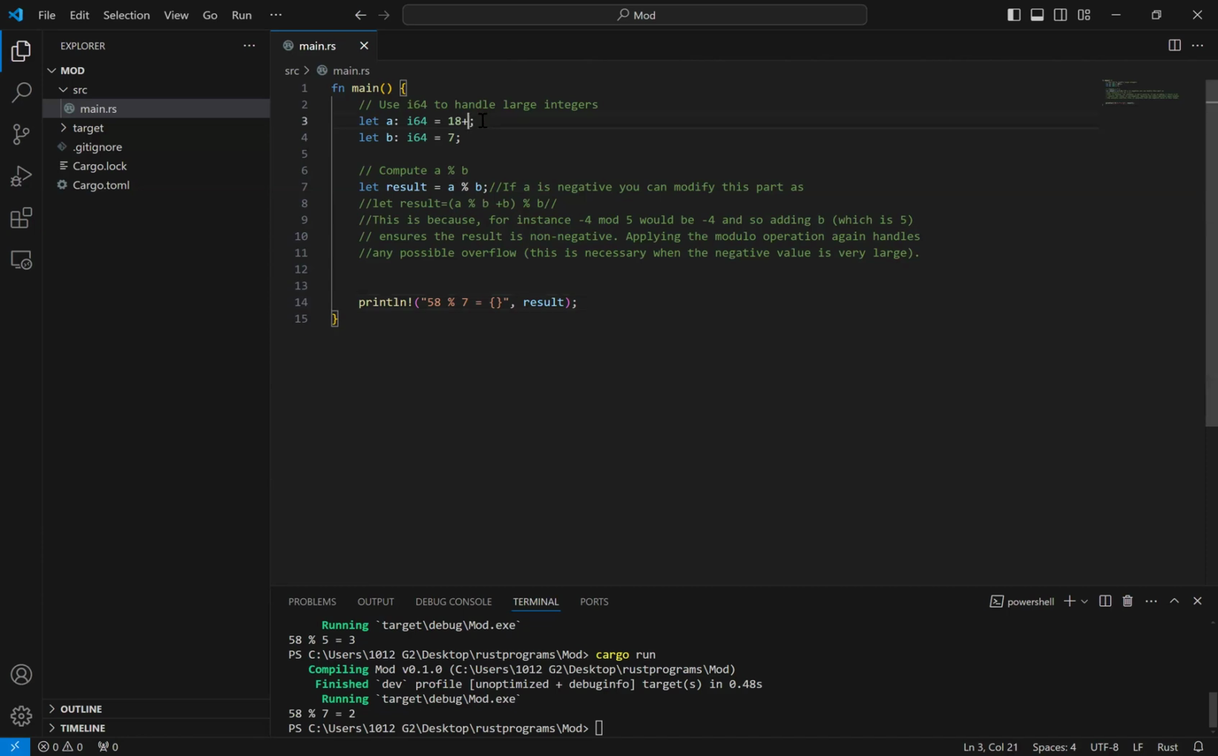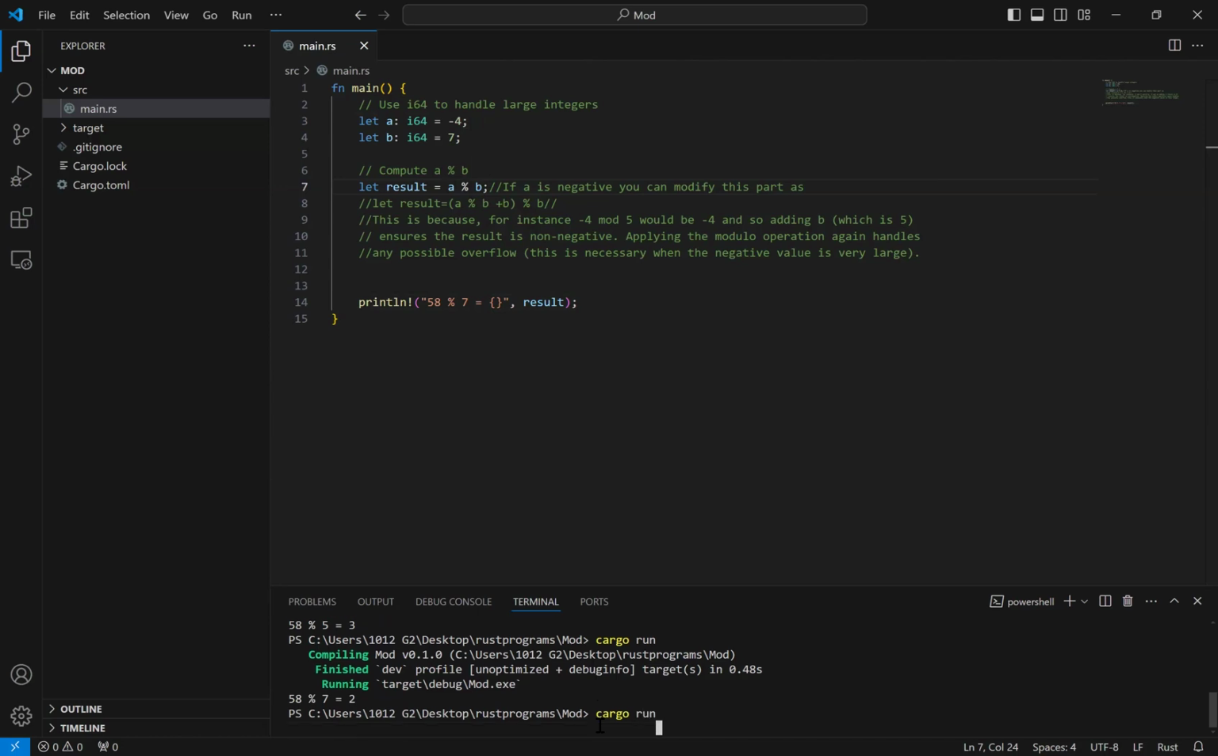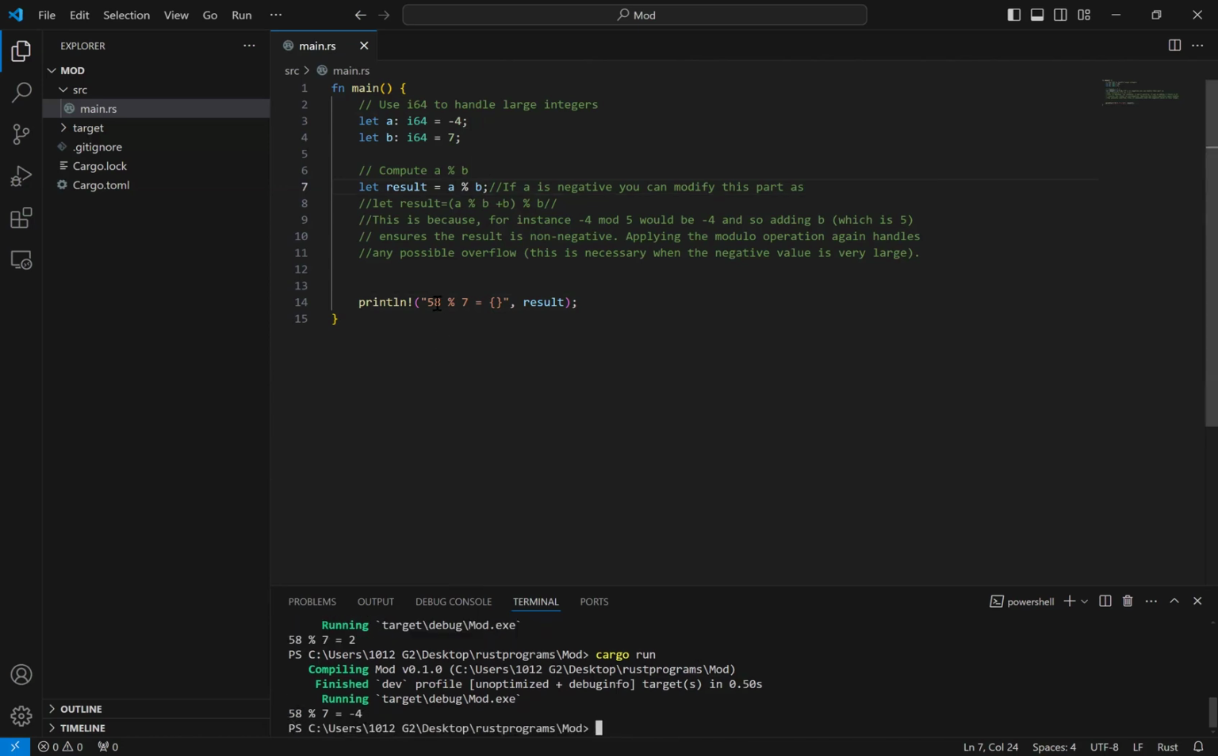Now let's come back to the negative number. A is negative this time, and I was saying that this code up to here will give us the result to be negative 4. Let me just change this part to be negative 4. It says the remainder on dividing 7 into negative 4 is negative 4. Of course, we know that it's supposed to be 3, a positive value.